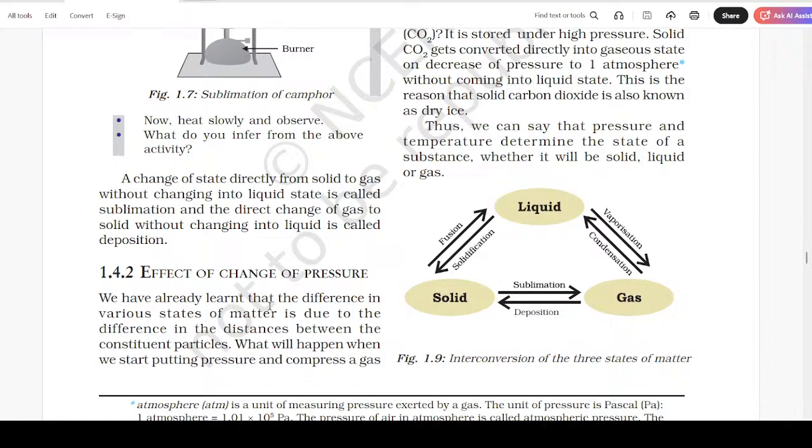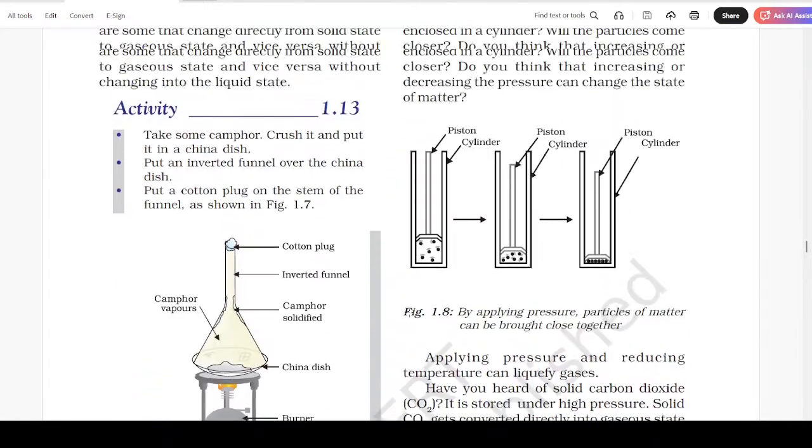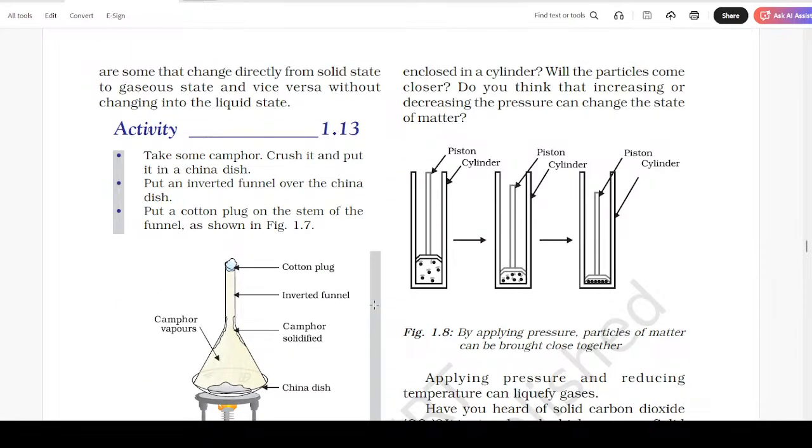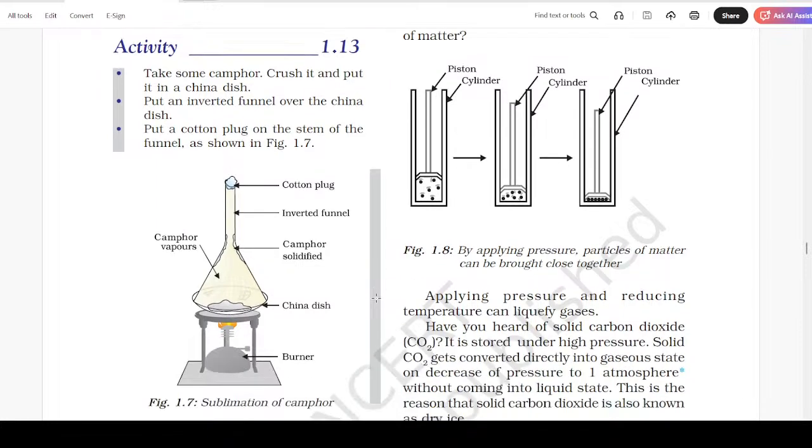Effect of change of pressure. We already learned that the difference in various states of matter is due to the difference in the distance between the constituent particles. What will happen when we start putting pressure and compress a gas enclosed in a cylinder? Will the particles come closer? Do you think that increasing or decreasing the pressure can change the state of matter?